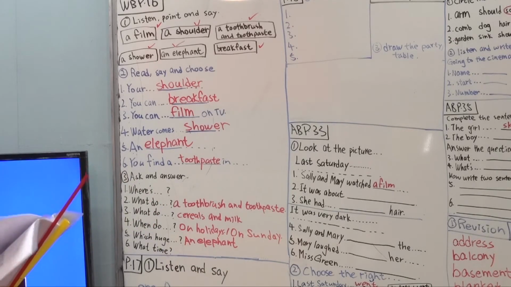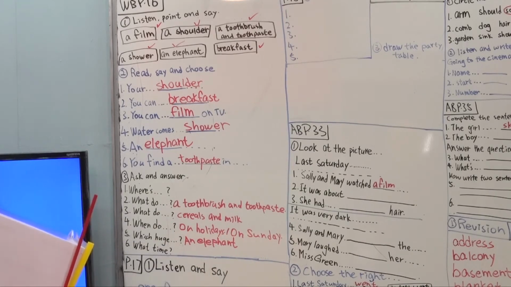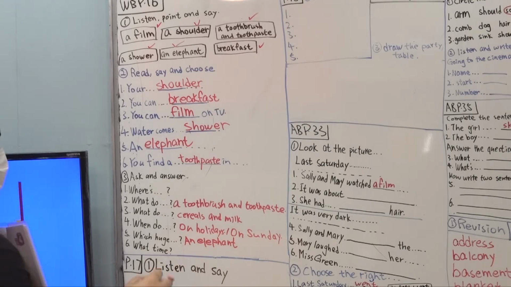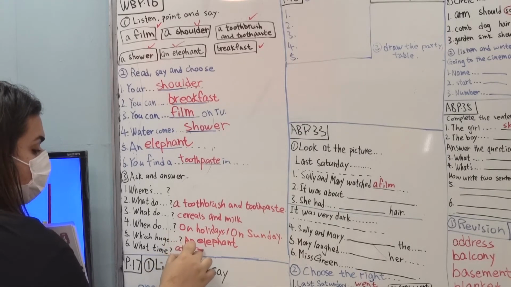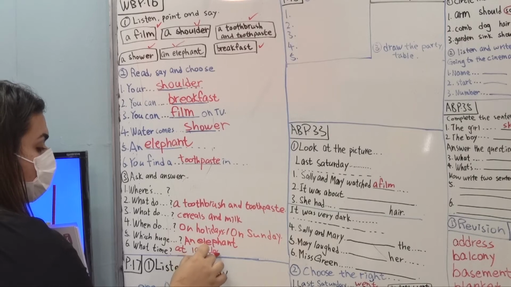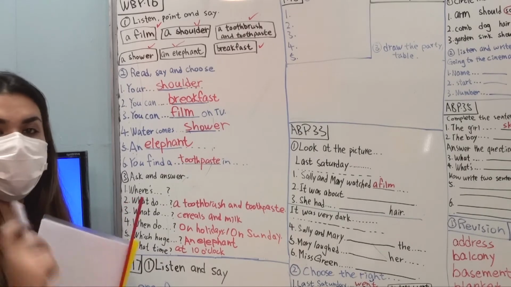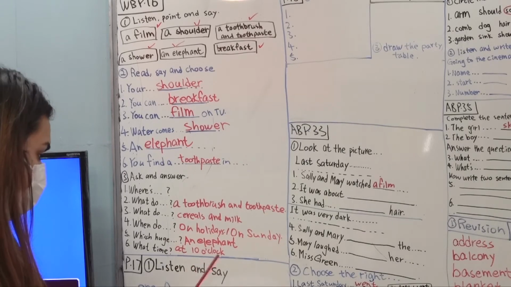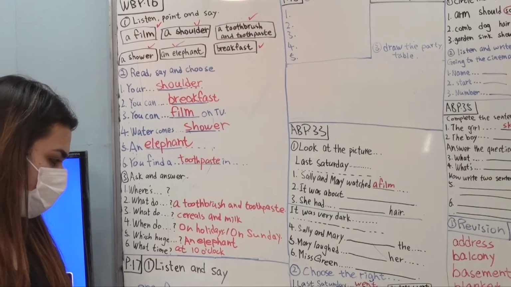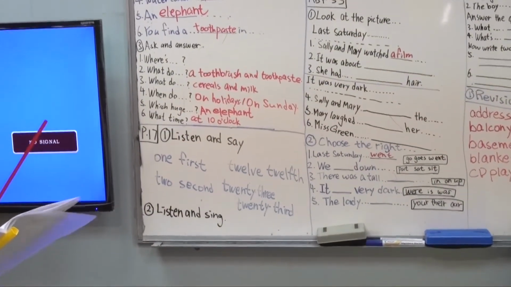Alright, the last question. What time do you go to bed? What time do you go to bed, everyone? You may say, I go to bed at 10 o'clock. Right? At 10 o'clock. Make sure you're speaking, alright? If you're done, then let's turn to page 17. So here, all you have to do is listen and say. Alright? Listen and say.